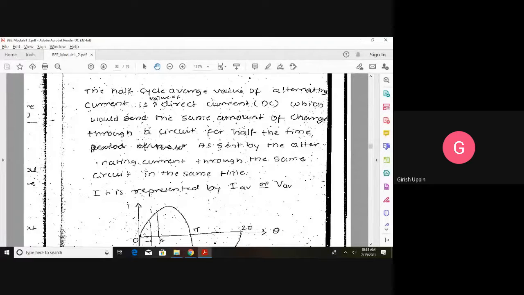Okay, what is the meaning of this? Suppose you have an equivalent DC value. Let us take our household connection, where the time period is 20 milliseconds. We will take only the half cycle because it is a symmetrical waveform. Let us say in a circuit, for 10 milliseconds I apply a DC, so it will circulate some amount of charge. Now the average value is the equivalent of the AC cycle, which will also make the same amount of charge flow in the circuit in 10 milliseconds.